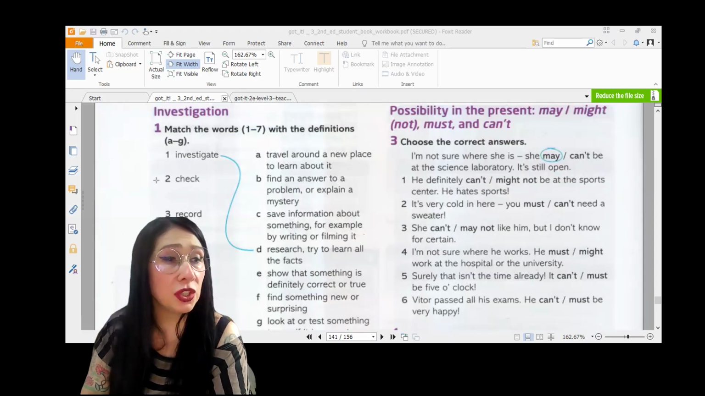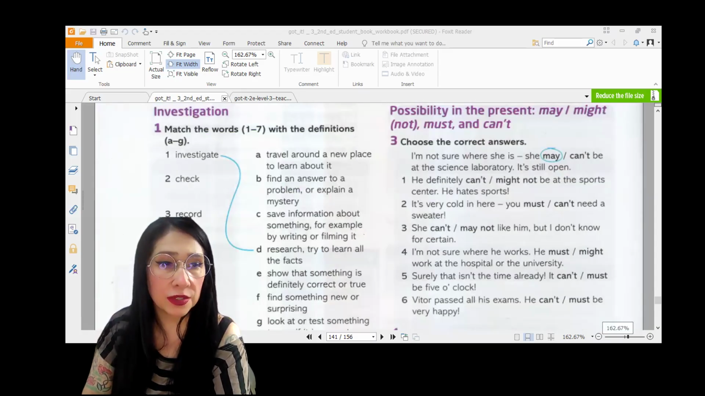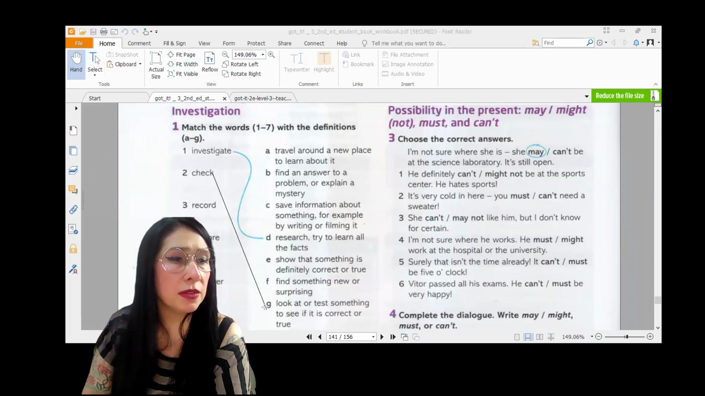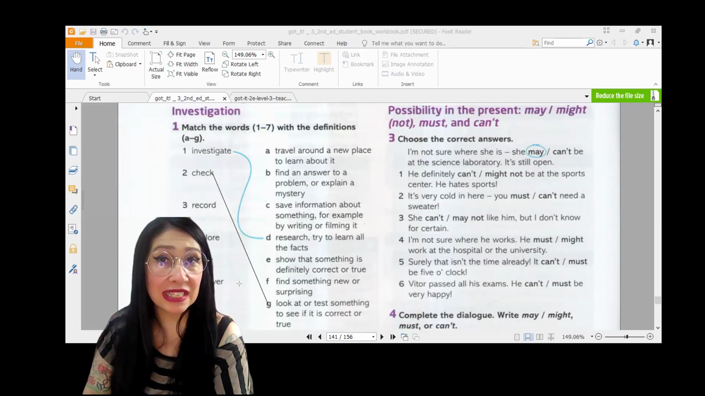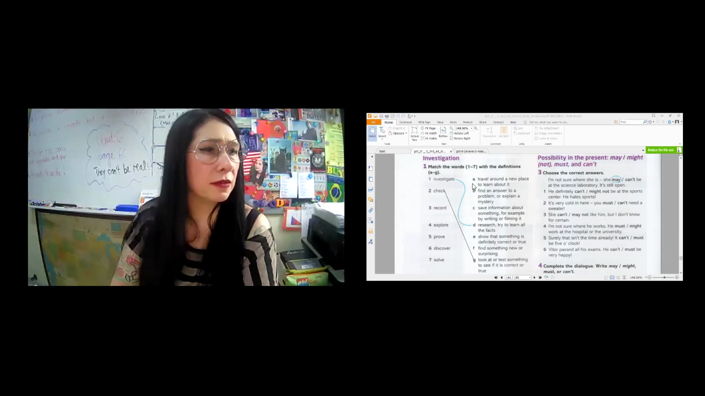Check. The definition of check is... Can't see the whole answer. Okay, now that'll work. Check means to look at or test something to see if it is correct or true. I'm not sure if you guys are able to see what I'm doing here. I'm going to position myself this way here.